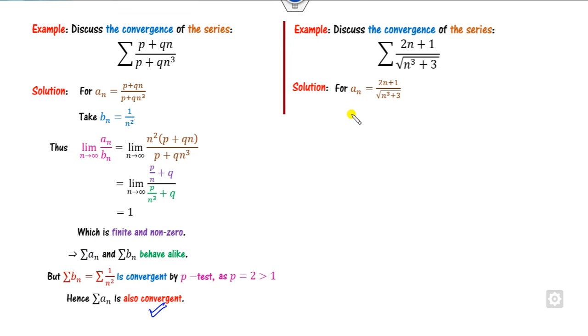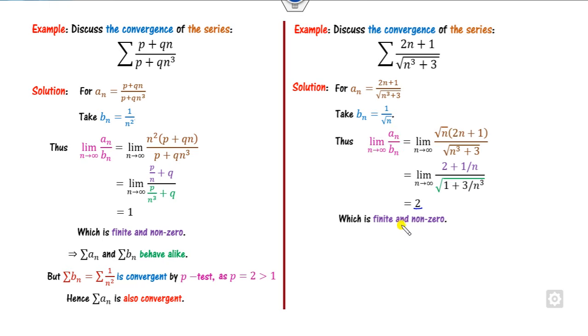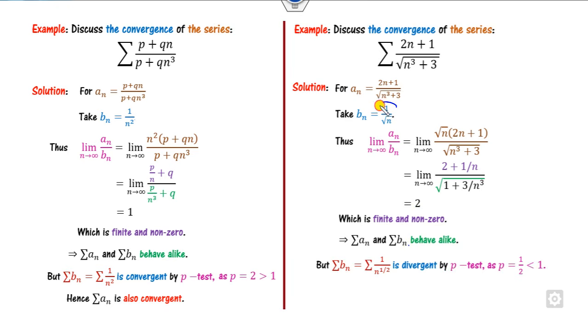Look at this one. So again, what is Bn? If you take n in the numerator, and in the denominator it is n cube, so it is 1 by root n. Now find the ratio of An upon Bn. You will get a non-zero finite number. It means An and Bn behave alike, but it clearly says that this series Bn, that is n raised to power half, is less than 1, hence it's divergent. Therefore the series An is also divergent.